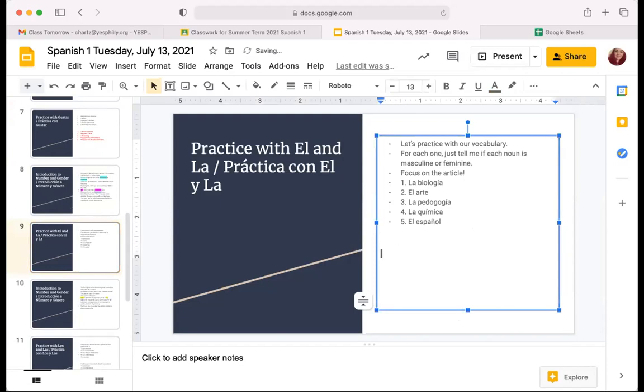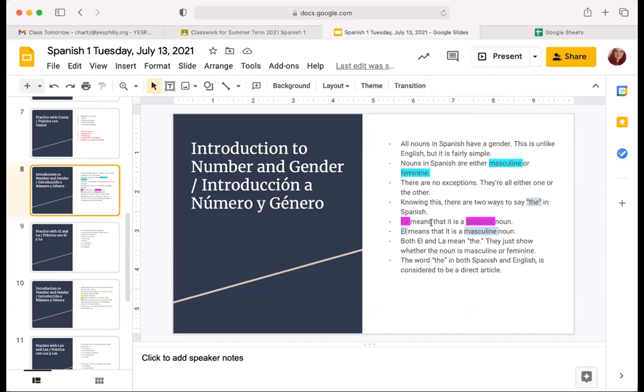We can just do what we did before. So I said, let's practice with our vocabulary. For each one, these are all vocabulary words, just tell me if these nouns are masculine or feminine, just by looking at them. For the first one, it says la biología. What does la mean? Does it mean it's masculine or feminine? Right here, la is feminine and el is masculine.